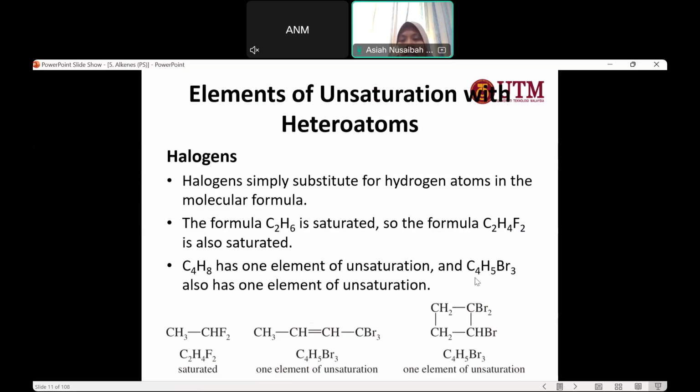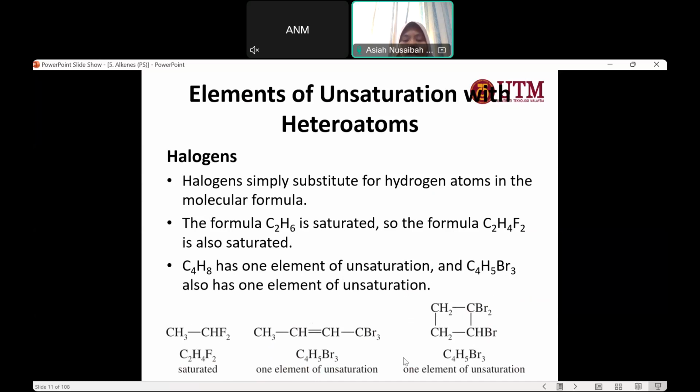So we have another, C4H5Br3. Again, a halogen will be considered as hydrogen when we want to calculate elements of unsaturation. So we simply add up the bromine. Here we have 3 Br, 5 H, so 5 plus 3 is 8. Similar to C4H8, it has one element of unsaturation.